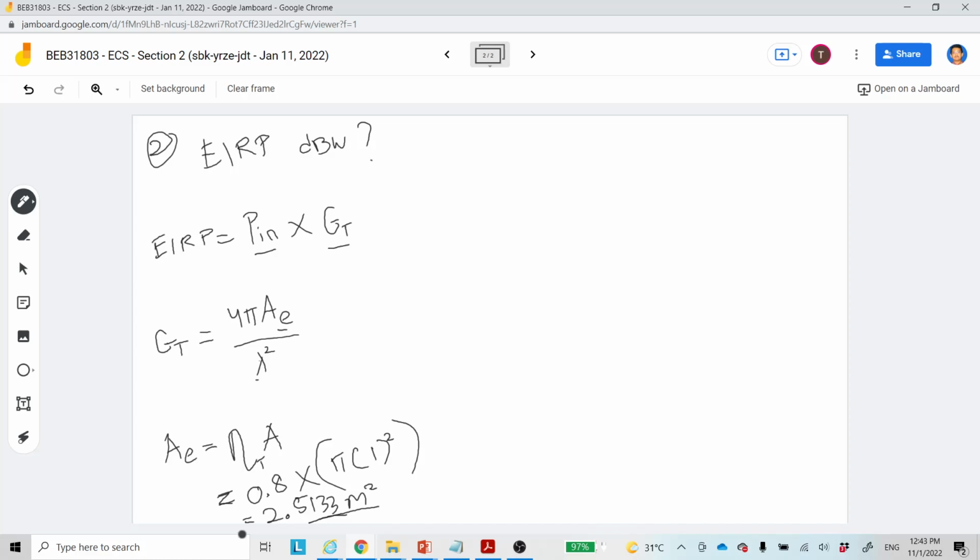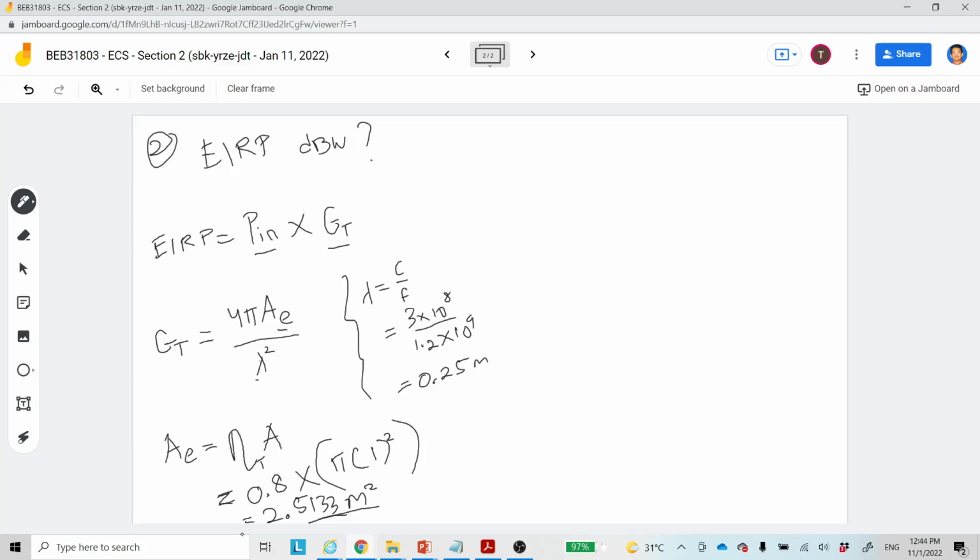And what about the lambda? Macam mana pula dengan lambda? Katalah saya nak cari lambda. Lambda is equal to C over F. So, speed of light 3 kali 10 kuasa 8 dibahagikan dengan 1.2 darabkan dengan 10 kuasa 9, sebab dia gigahertz. Ni berapa? Cuba kira. Dapat 0.25 lah. Okay. So, now you can find the EIRP.